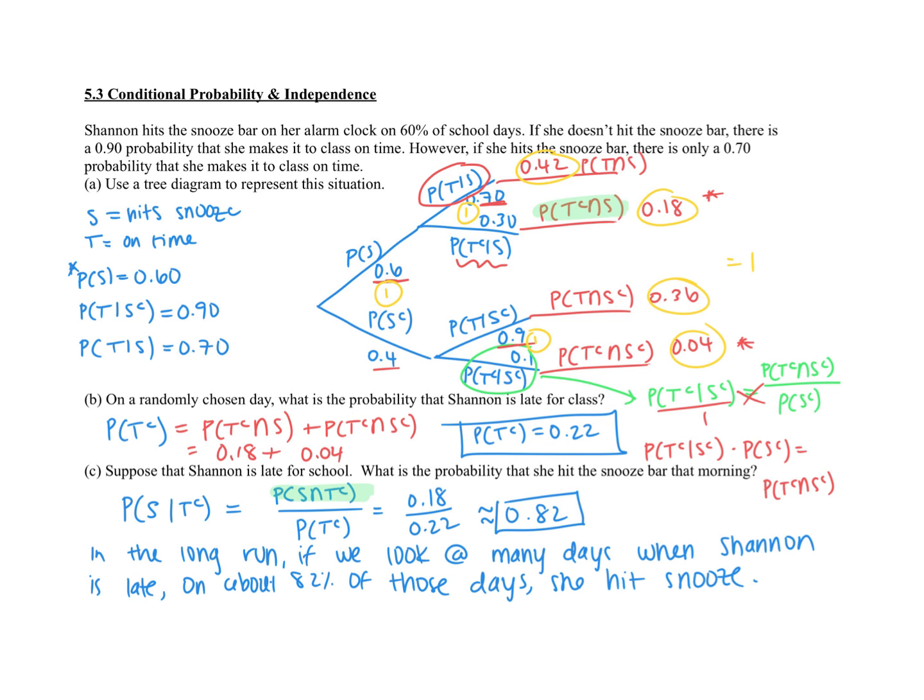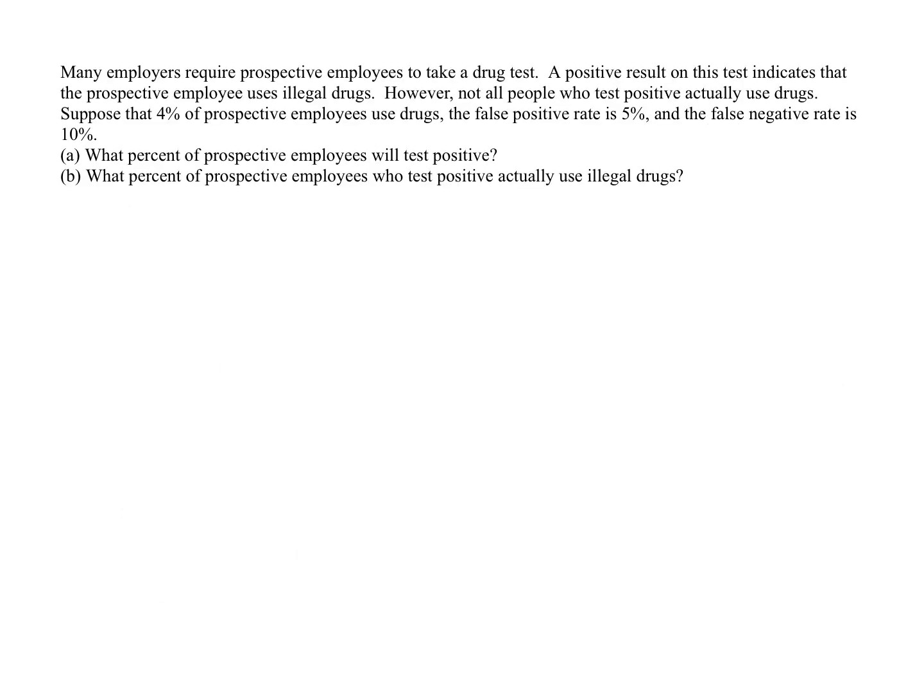So you all are going to do an example. I'm going to get us started, though. So if you could go to the next page, this is the example that you have. Many employers require prospective employees to take a drug test. A positive result on this test indicates that the prospective employee uses illegal drugs. However, not all people who test positive actually use drugs. Suppose that 4% of employees use drugs. The false positive rate is 5%, and the false negative rate is 10%. What percent of prospective employees will test positive?